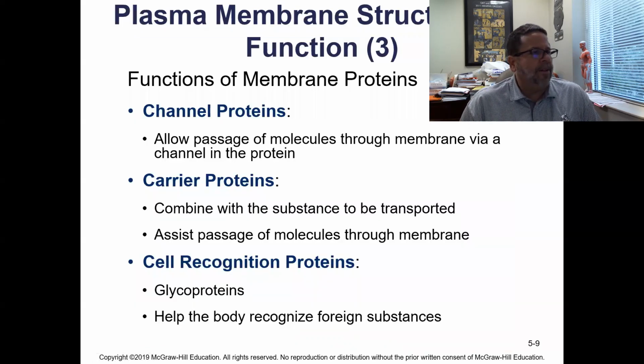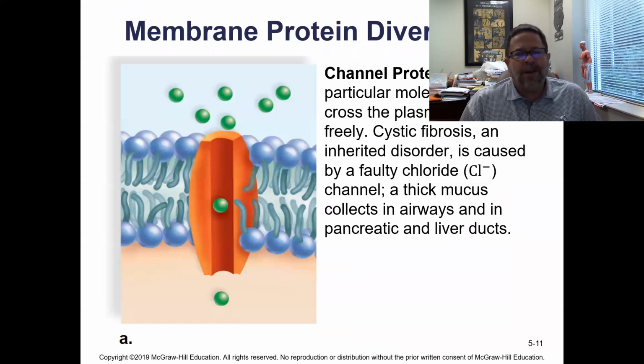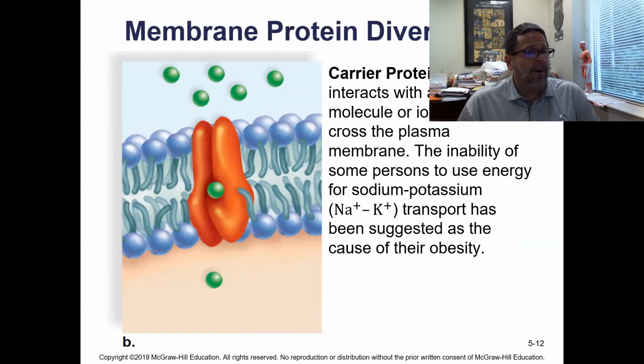Okay, so here are some of the functions of these. I'm going to use the pictures. Some of these proteins are channel proteins that allow things to come in and out of the cell. For example, faulty chlorine channels result in cystic fibrosis, which is an inherited disorder where the chlorine channel is misfolded and does not allow chlorine to enter and leave the cell. Pretty bad disease. Others are carrier proteins, like the real famous one, the sodium potassium pump, that pumps sodium out and potassium in using energy. We've talked about that before, but that's kind of a cool one.